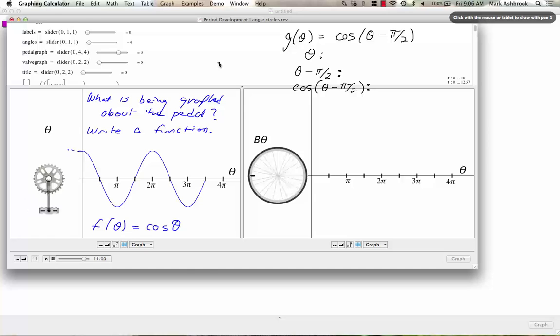Talk to the person next to you, compare what you got. So see if you agree with the person next to you. What do each of these mean? What are those quantities related to this scenario?